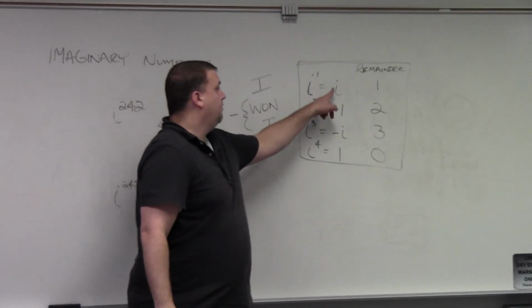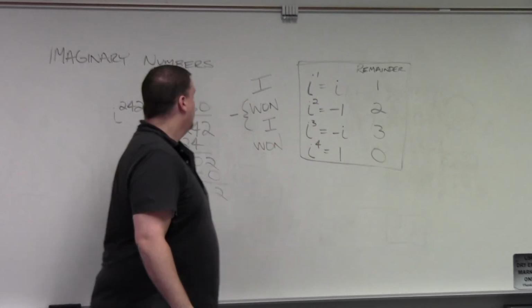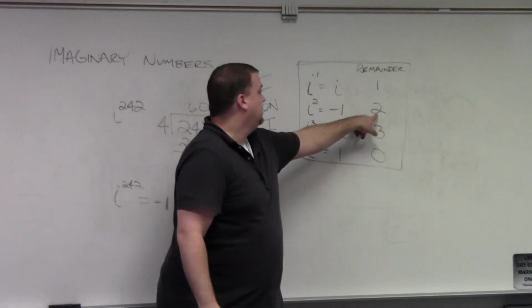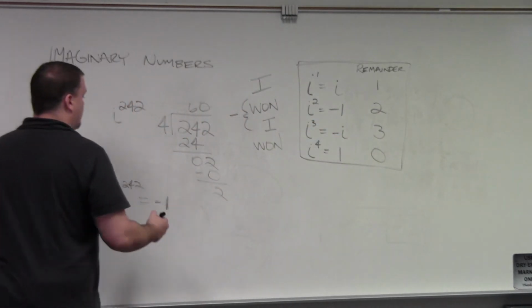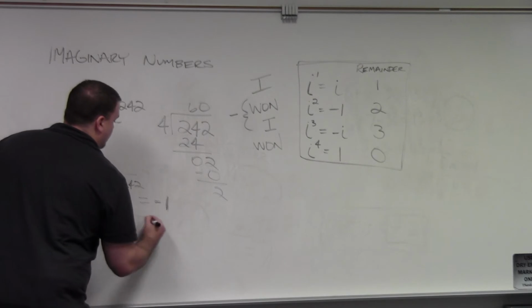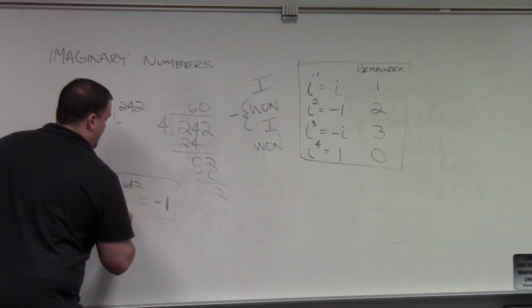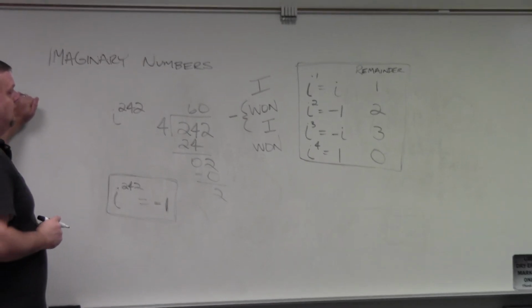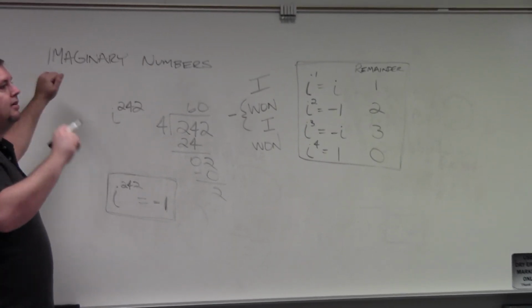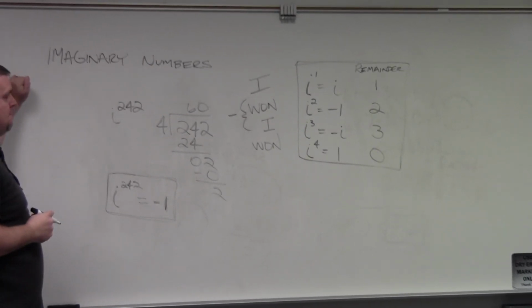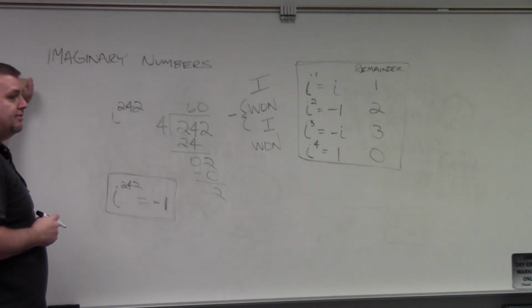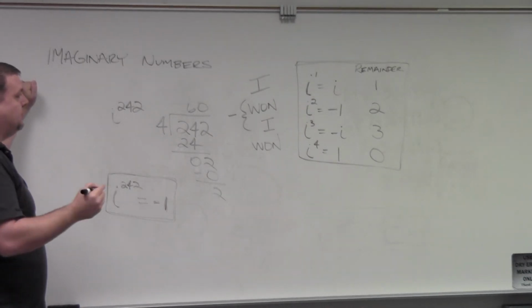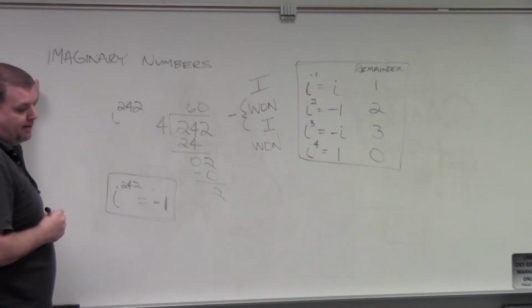It can only be one of these 4 things. The remainder of 2 tells us it has to be negative 1. We're only interested in the remainder. It's your only 4 choices. "I won," right? So that's how you deal with powers of i. Just divide by 4, and then use the remainder to tell you what it will reduce down to. Not so bad.